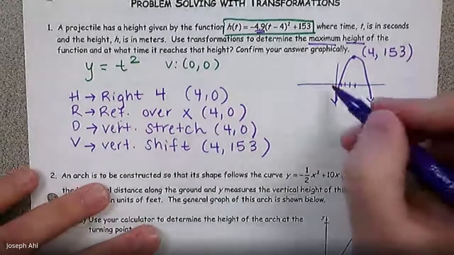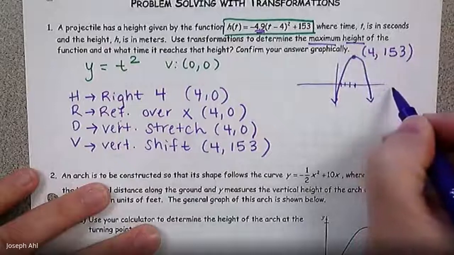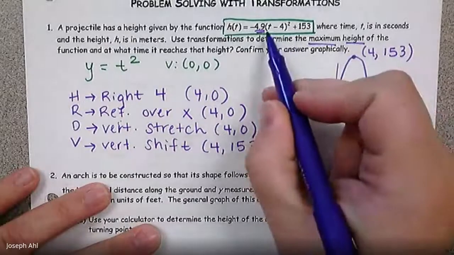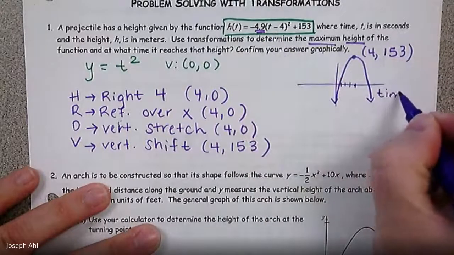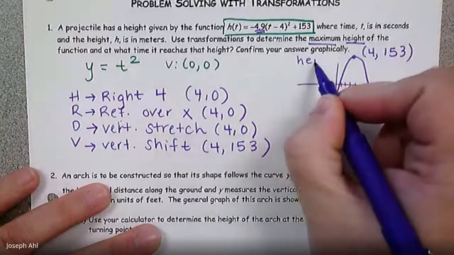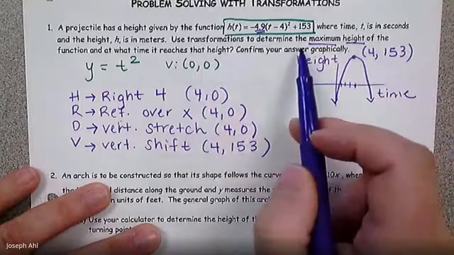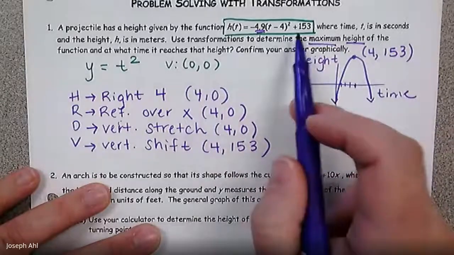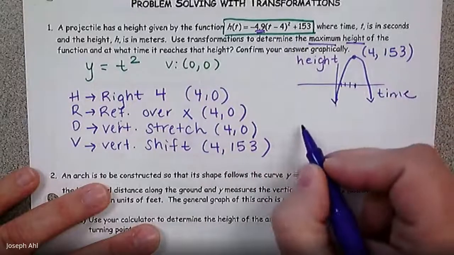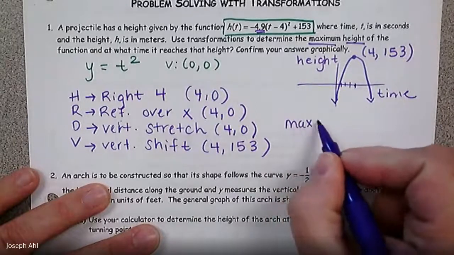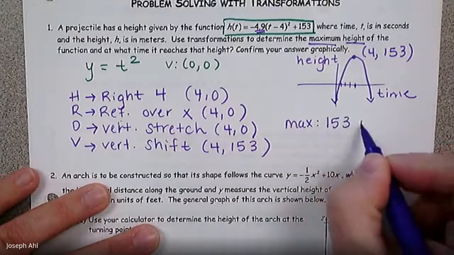And if we think about what our axes represent here, our x-axis is really our input of t for time, and the y-axis represents the height in meters. So the question asks, use transformations to determine the maximum height. Based on these transformations, the max height is 153 meters.